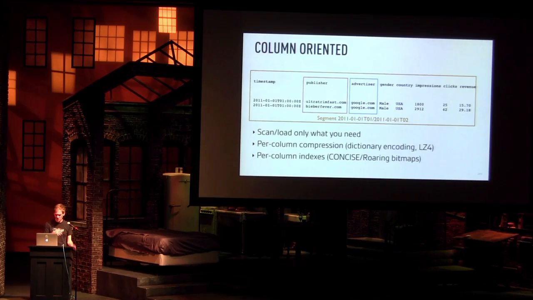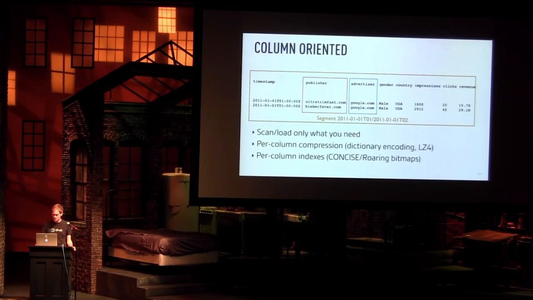Another thing we do is that within each of these segments, the data is stored column-oriented. That means the data for a particular column is contiguous. So you only have to load and scan the data that's related to the query you're actually doing. And this is what lets you get away with not having enough memory to store all your data. You may have 30 columns in your data, but most of your queries don't hit all 30 columns, so you don't necessarily need to have it all in memory. So you can scan and load only where you need.